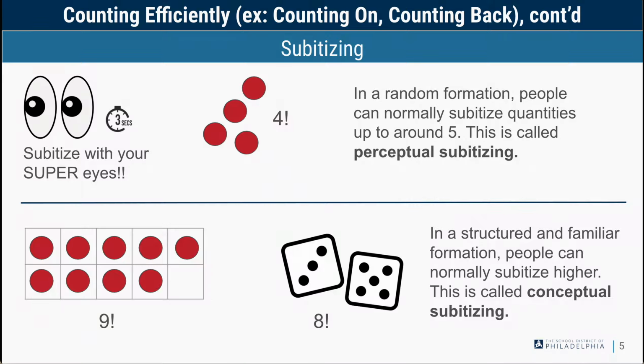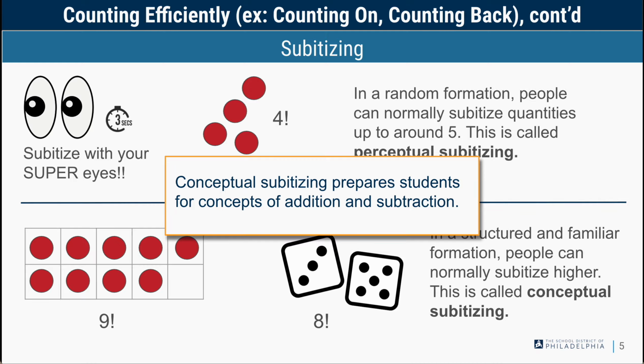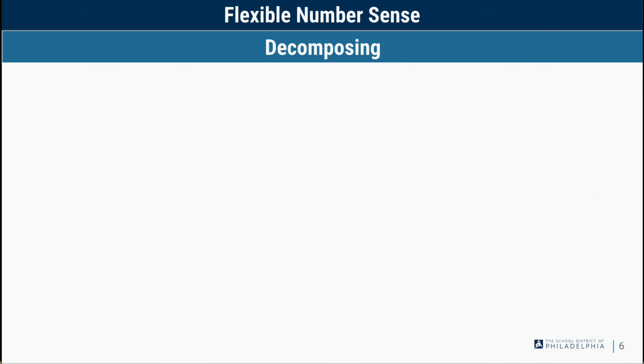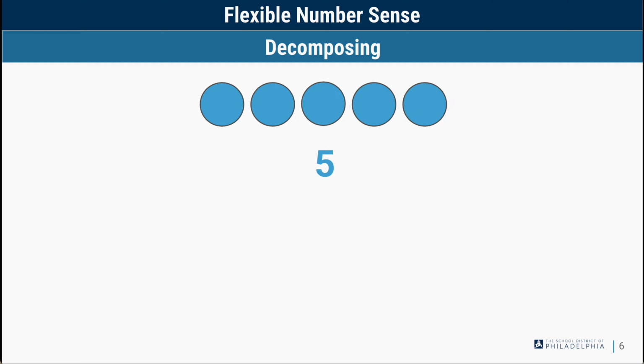In structured and familiar formations like these, people can normally subitize higher quantities. This is called conceptual subitizing. Conceptual subitizing prepares students for concepts of addition and subtraction. Lastly, we have flexible number sense. When a student has flexible number sense, one thing they can do is decompose numbers. So if we see a quantity of 5, we could decompose that number into 3 plus 2, but also know that 5 could be decomposed as 1 plus 4, and so on.